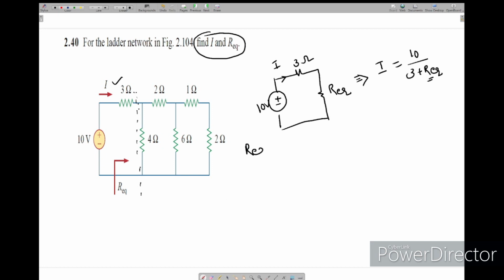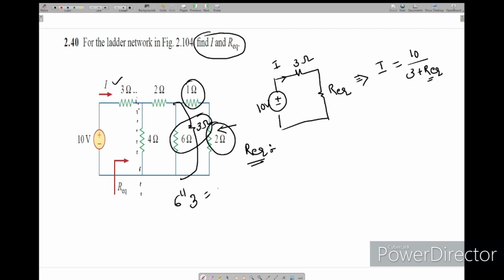Now we will find the R equivalent. Again we'll go from this side. Now 2 plus 1 in series. So finally this 3 ohm will come into parallel like this. So 3 ohms and 6 are in parallel again. How much will we get here? 6 parallel with 3, how much? 2 ohm. Like R is again R by 2, we got R by 3 is 2 ohms. Here we got 2 ohms.